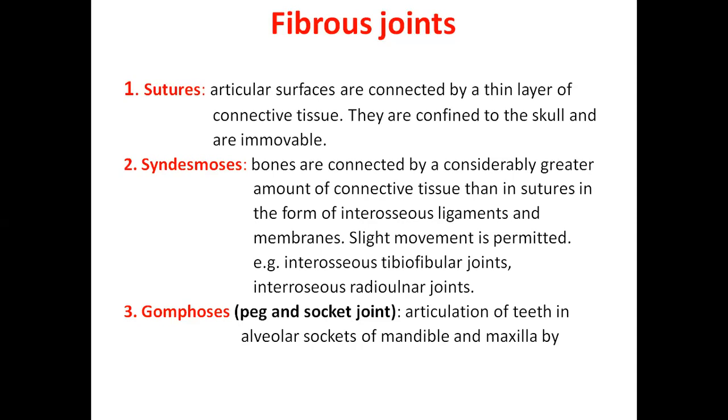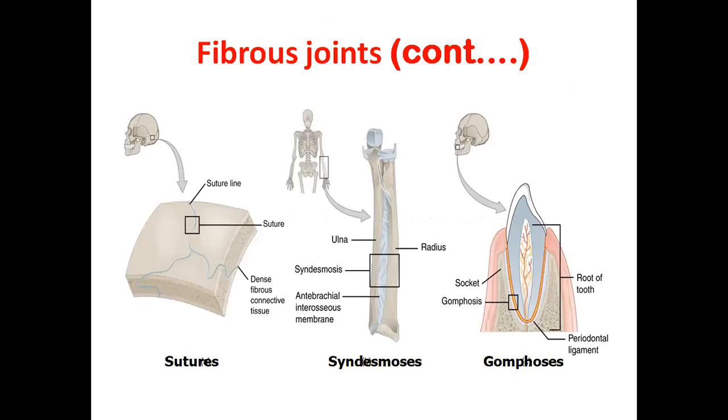The third fibrous joint is the gomphosis. This is a peg and socket joint. Here, there is articulation of the teeth in alveolar sockets of the mandible and maxilla by a ligament that is called the periodontal ligament. These are the images of the three fibrous joints: sutures, syndesmosis, and gomphosis.